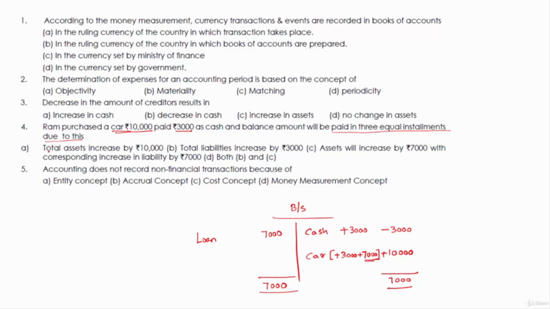Now we'll see. Option A: total asset increases by 10,000. Option B: total liability increased by 3,000. Option C: asset will increase by 7,000 with a corresponding increase in liability by 7,000. So here asset increased by 7,000, liability also increased by 7,000. So we can say the answer is option C. Okay. Next, question 5.